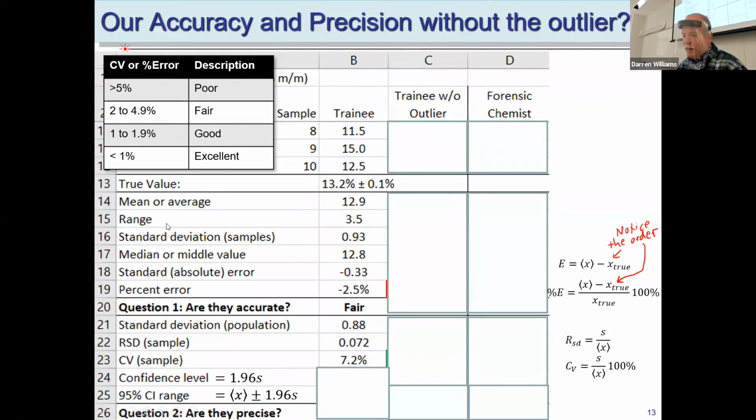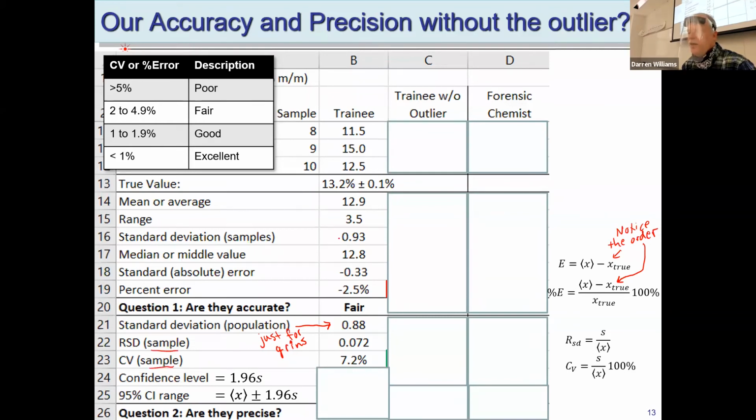Okay, and then here's the precision. If we take that standard deviation and divide by the mean, we calculate the RSD. I also calculated the population standard deviation, just for grins, even though this is only 10 data points. But it's not used in any of these subsequent things. So I put sample here, RSD for the sample.